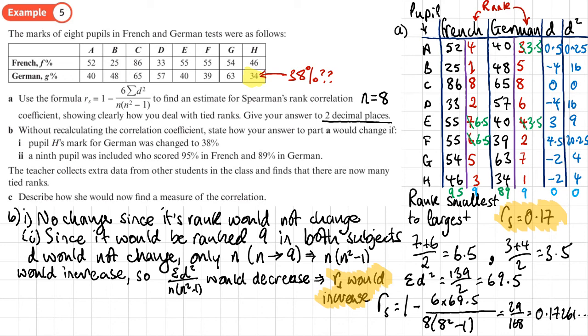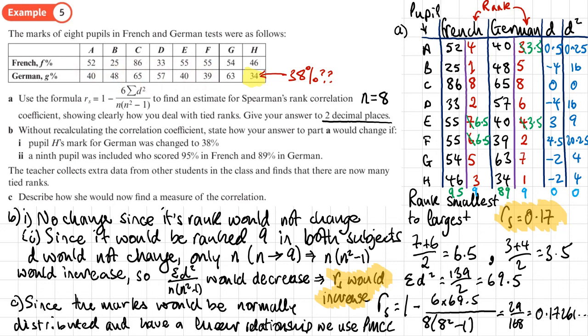So let's move on to part C. So part C says a teacher collects extra data from other students in the class and finds that there are now many tied ranks. Describe how she would now find a measure of correlation. So we would probably suggest using the PMCC, since this type of data we'd expect to be normally distributed, and we'd expect some sort of linear relationship between the two sets of data. So I've put that down there.